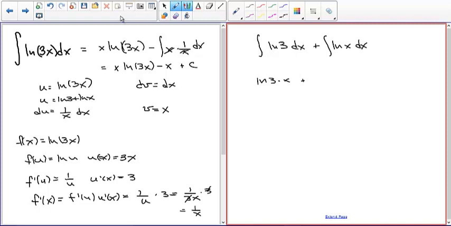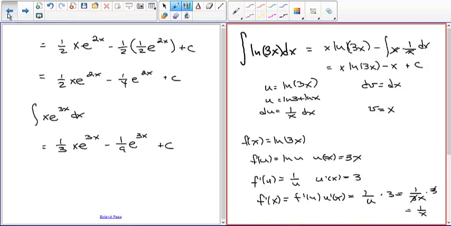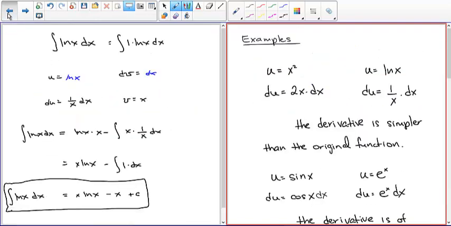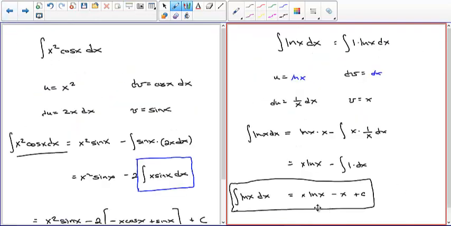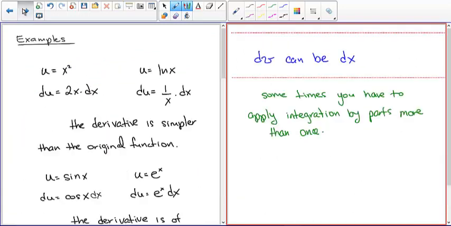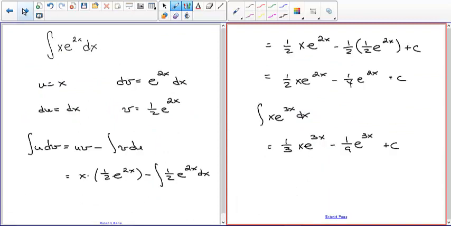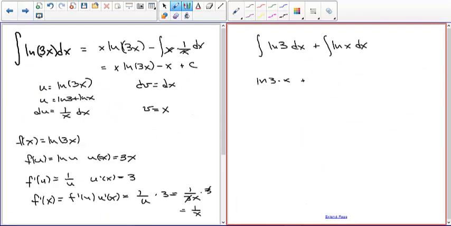And from previous work, we know the integral of the natural log of x is, let's see what it was, somewhere back here, there it is: x times the natural log of x minus x plus c. Okay, so hopefully I can remember that. So the integral of the second part is x times the natural log of x minus x plus c.